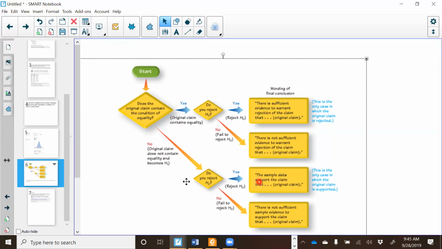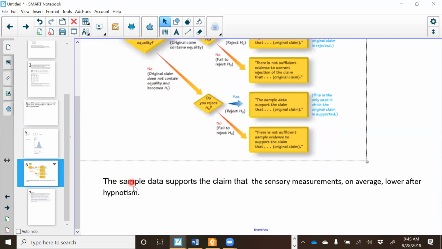This helps you from saying too much, because you don't want to say something that will lead you to getting sued. So the sample data supports the claim that, you see the way I worded that, and then I just paste in the claim. The sensory measurements on average are lower than average. Okay, and that's the significance test. It's that easy with the applet.